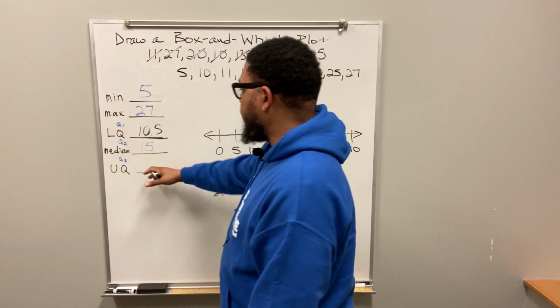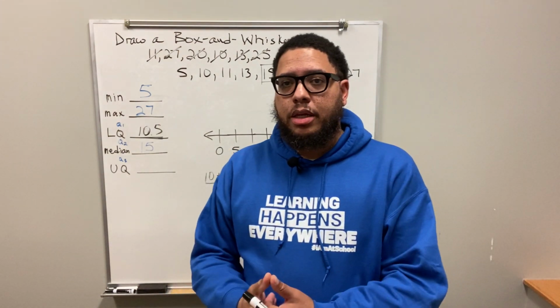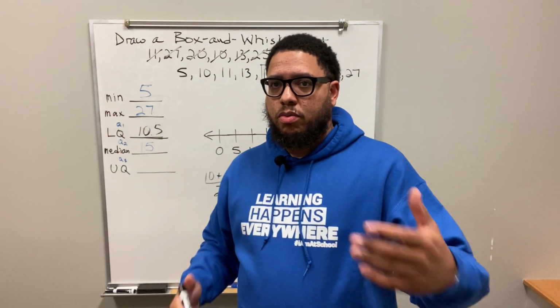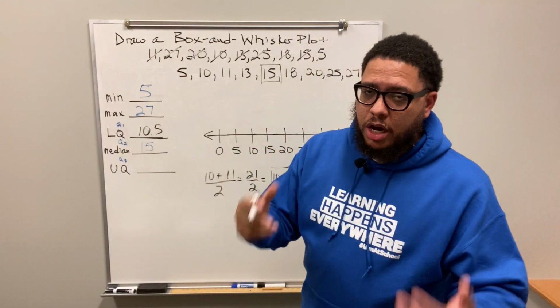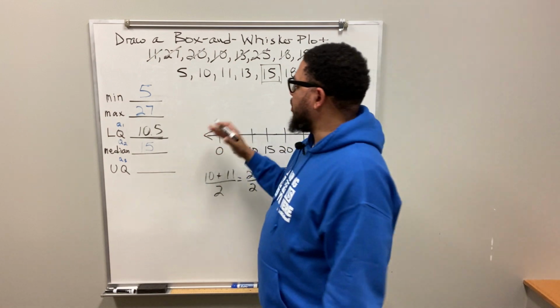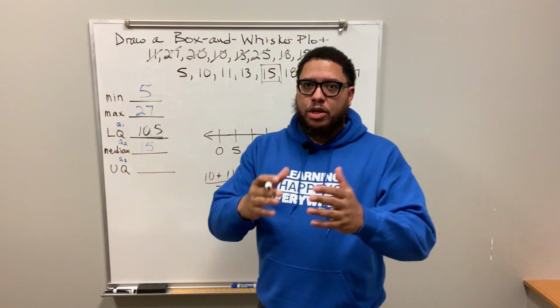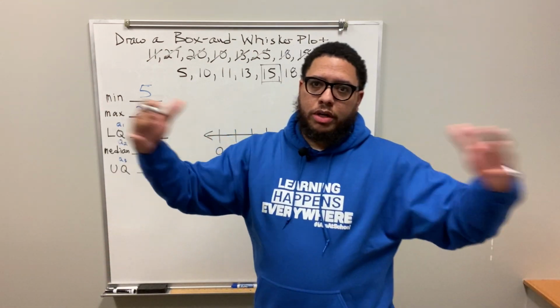All right. Now we're going to do the same thing for the upper quartile, because all the upper quartile is the median of the bigger numbers. So make sure you write that down in your notes. The upper quartile is the median of the bigger numbers. The lower quartile is the median of the smaller numbers. And the median is just the middle of the whole data set of all the numbers.